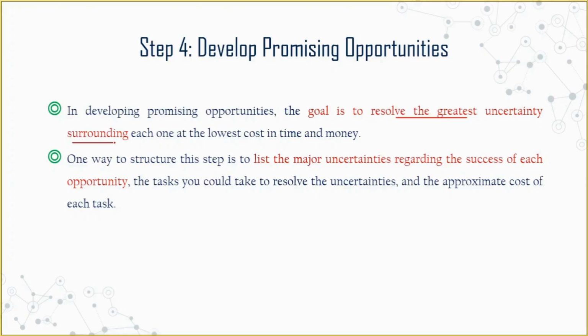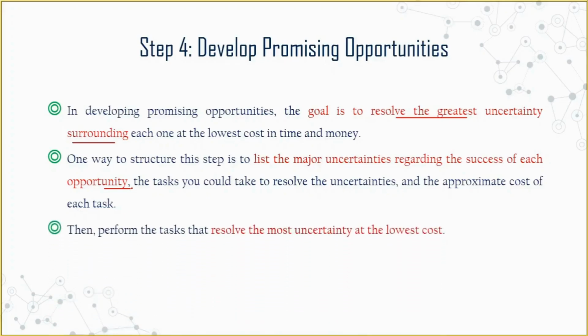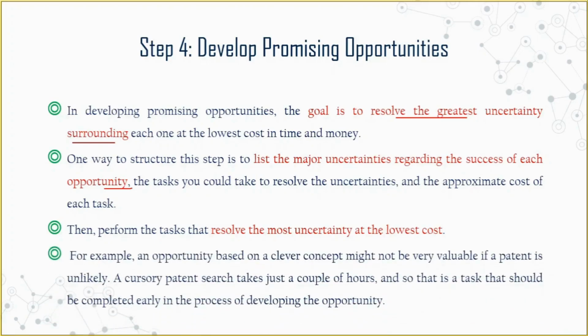So here you have to list the major uncertainties regarding the success of each opportunity. You are going to evaluate what is the problem with a particular solution, and accordingly you will select. Okay, then you will try to perform the task, resolve the most uncertainty at the lowest cost. Why are we saying lowest cost? Because here you are not developing the prototype, here you are just thinking to develop. So 4 or 5 opportunities you are trying to develop, so you don't have to invest more and more cost. Clear? So ultimately you have to select the best promising solution with the available solution.